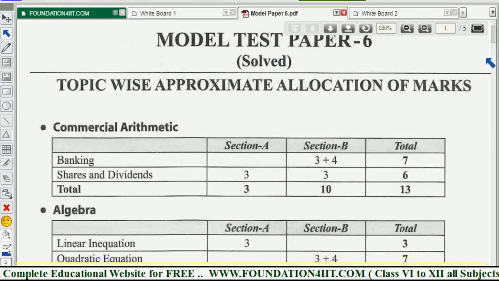In this paper, let us see each and every question, including choice problems. If you observe this pattern, let us see the topic-wise approximate allocation of marks.